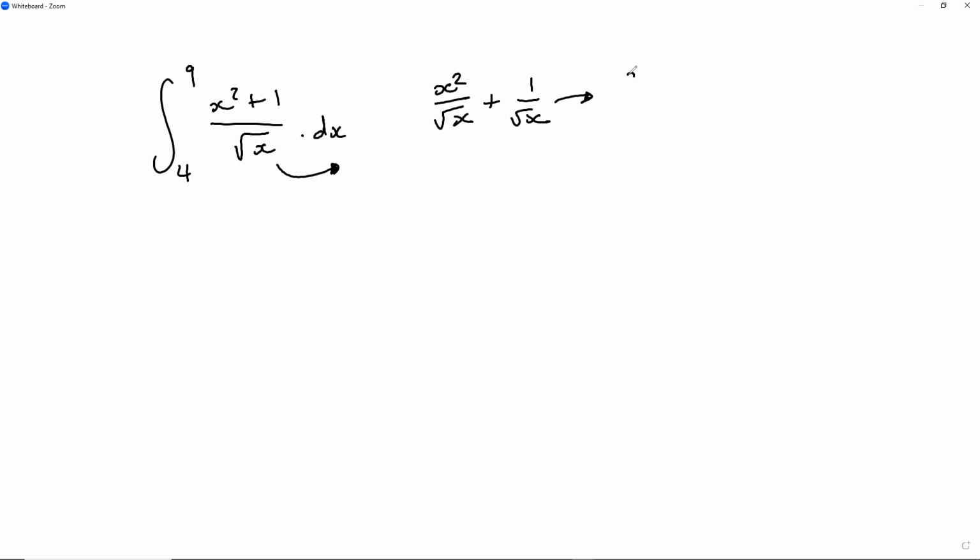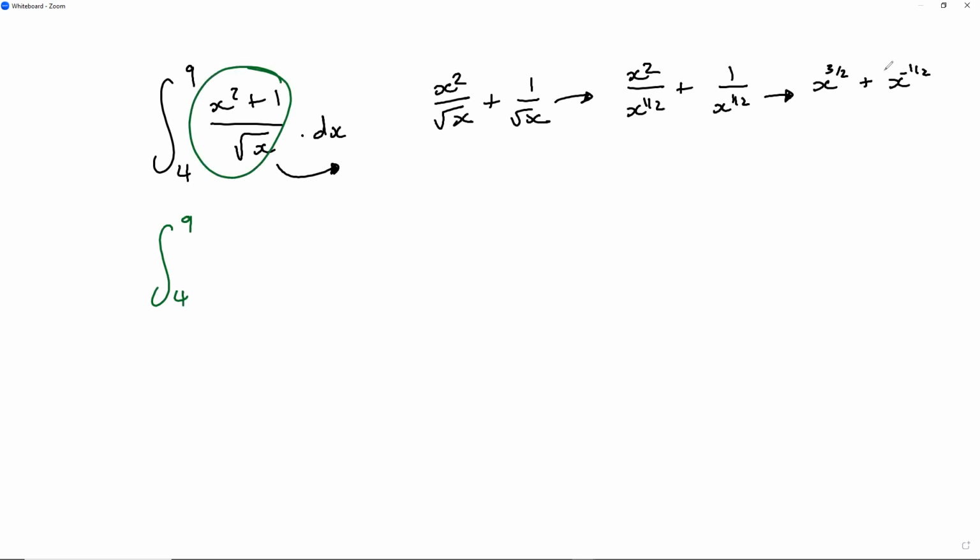So this, remember, is like x squared over x to the power of a half plus 1 over x to the power of a half, which can be rewritten as x to the power of 2 minus half, which is 3 over 2, 1.5. And this one over here is x to the negative a half, like that. So if I'm integrating from 4 to 9 of this function, technically the same as this function, I can just write that in place of that.